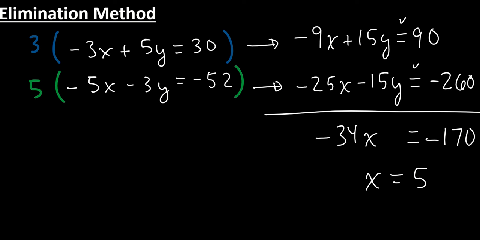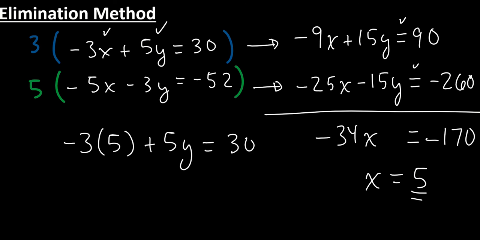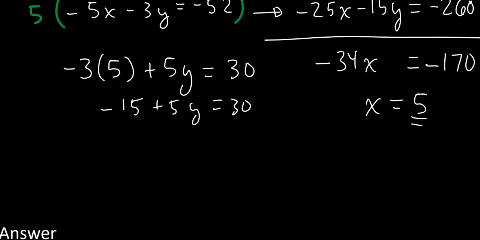I'll just use the top equation. I don't know why I'm picking that. It doesn't really matter. But in the top equation, I'm going to solve for y and plug in -3 times, remember we said x was 5, so -3 times 5, plus 5 times y, equals 30. So we're all set up. Now let's solve for y. This, of course, is -15 plus 5y is 30. If I add 15 to both sides, I get 5y is equal to 45. And if I divide both sides by 5, I get y is 9.